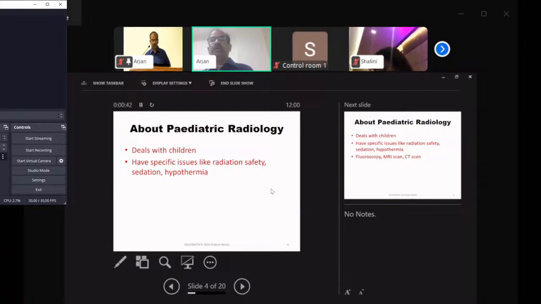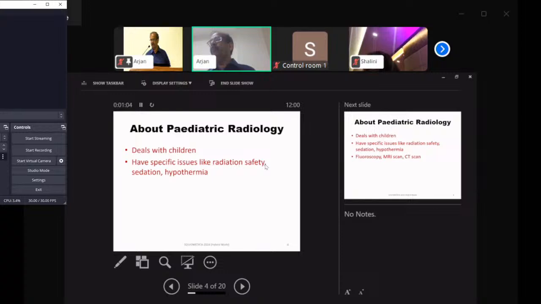Children have different issues. They're different from what you commonly see in the adult population. Children are not miniature adults that you can just extrapolate your expertise from the adult population into the pediatric setup. Their problems are different, something like radiation safety, sedation, hypothermia. We'll take it up one by one. Radiation safety is that children have rapidly dividing tissues, so if you give them radiation, they become prone to cancers at a later age. Plus, they have a very long life to live.